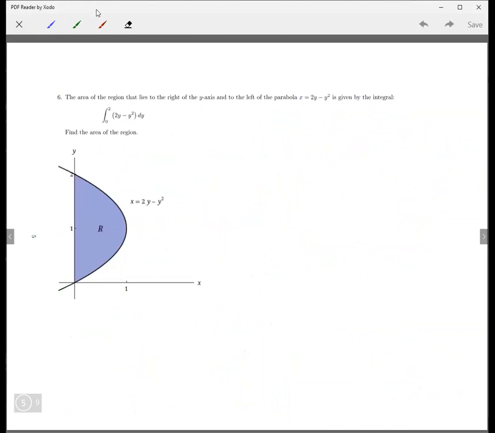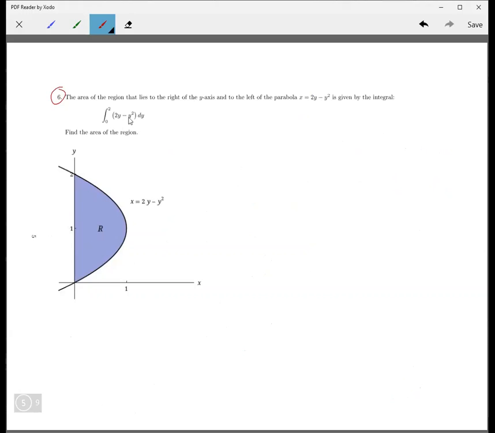Okay, number 6. The area of the region that lies to the right of the y-axis and to the left of the parabola. So this is the y-axis. To the right of the y-axis would be over here, and to the left of the parabola, here's the parabola, that would be right here. So it's this blue region right here.